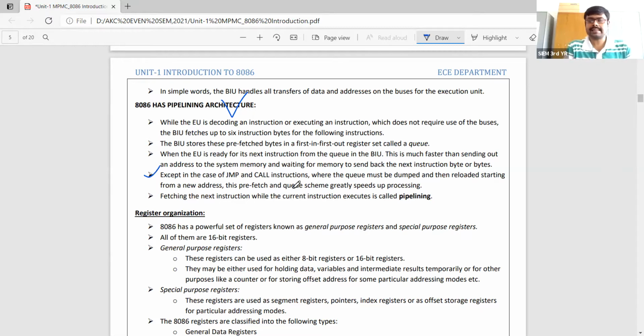So JMP means that is a jump instruction. Except in the cases of the JMP and the call instructions, where the queue must be dumped and then reloaded starting from a new address. This prefetch and queue greatly speeds up processing.